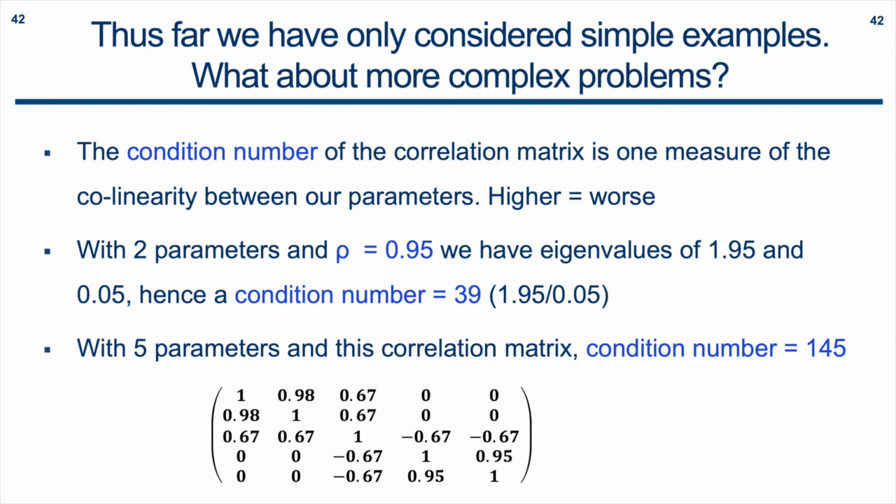Now we're going to consider a more difficult situation, a multivariate normal again, but with 5 parameters and a correlation matrix as shown below here. This correlation matrix has a condition number of about 145, and you see there are very strong correlations between parameters 1 and 2, strong correlation between parameters 4 and 5, and parameter 3 has a positive correlation with parameters 1 and 2 and a negative correlation with parameters 4 and 5.